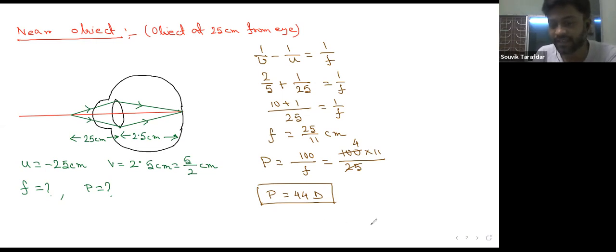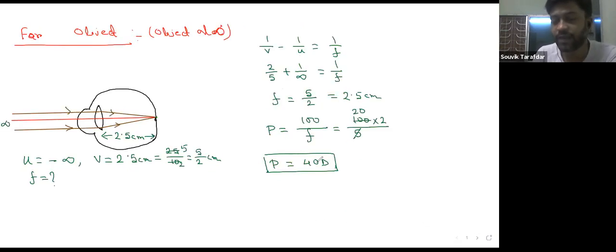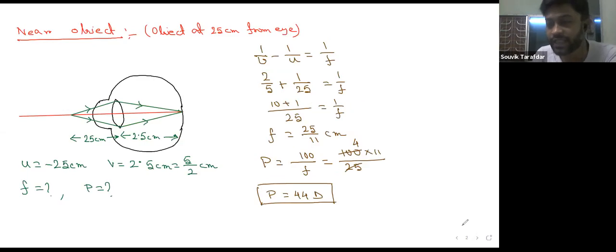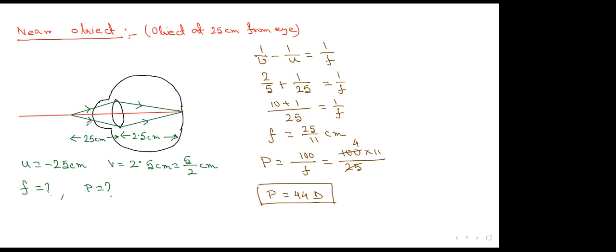So which one is greater? See, this is 45 diopter, this is 40 diopter. Which one is greater? Tell me. 44 is greater. So when we see a nearer object, the eye lens is more powerful. It needs to increase the power. Understood or not? Clear? Yes, sir.